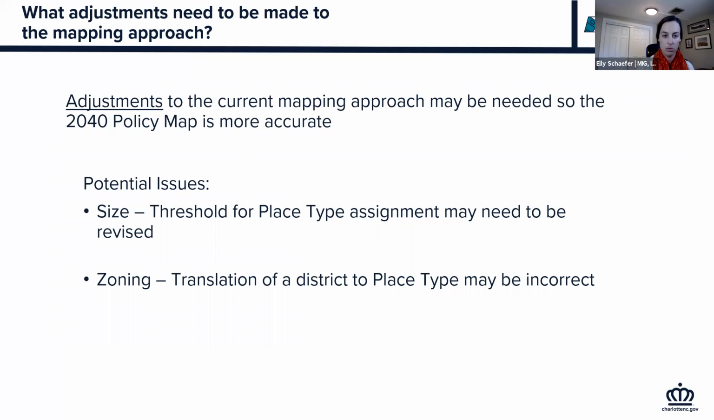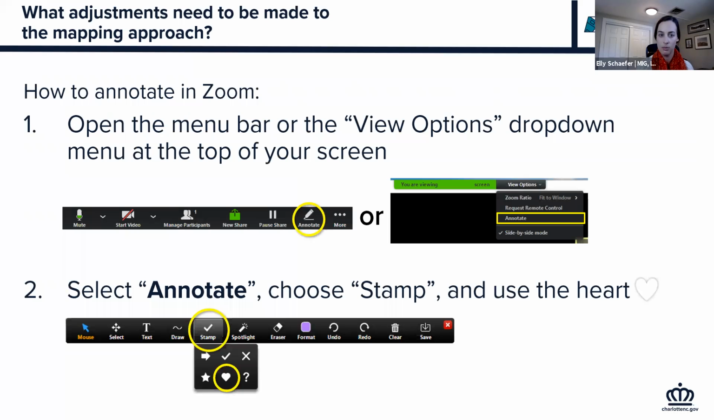So I'm just going to skip ahead here for the sake of time. Since we can't be sitting around a table and marking up a map together, we're going to use the annotate tool in Zoom. If you're on your phone today, this will be a pretty hard tool to use. So I'd like to point you towards the project website instead, and anyone else who wants to go there and provide more feedback, you're welcome to. There's an interactive place types map that you can provide comments on.